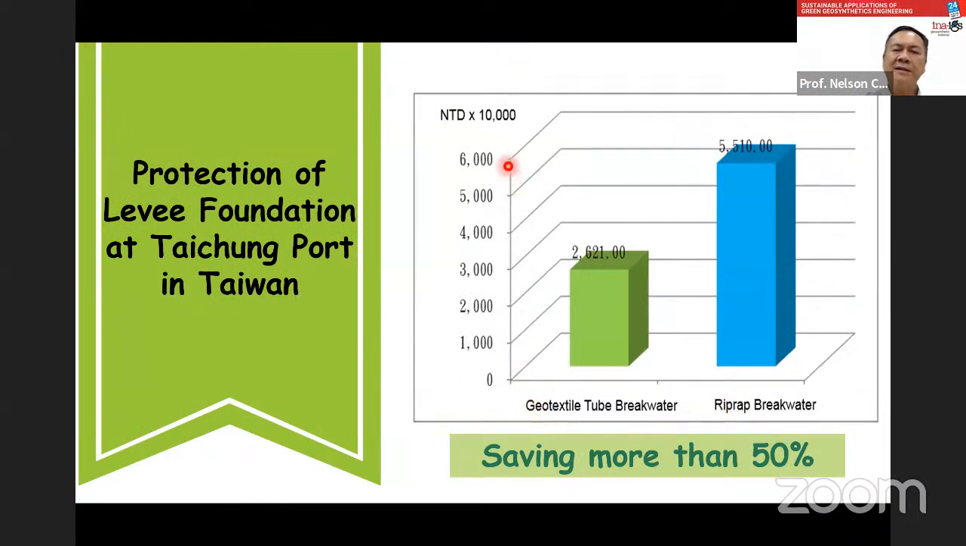Also cost-wise, we compare geotextile tube, geotube, and also the rewrap. And the rewrap is about double the cost of geotube. So it's very cost effective, which we used in protection of levee foundation at the Taiwan port in Taiwan. We can save up to 50% of the total cost.